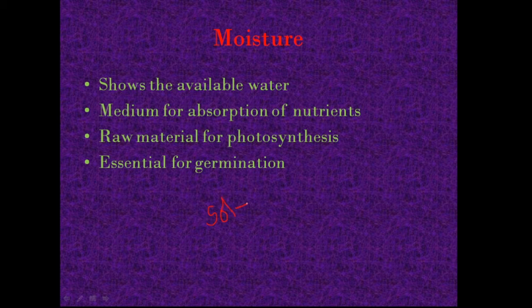The nutrients are dissolved in the water, and this water is absorbed by the roots, which in turn helps the growth of the plants. And also water is a raw material for photosynthesis. Photosynthesis is the way through which the plant synthesizes food, as well as increases its biomass, right? So these are the major roles played by moisture. There are so many other roles, and these are some of the major roles played by the moisture.